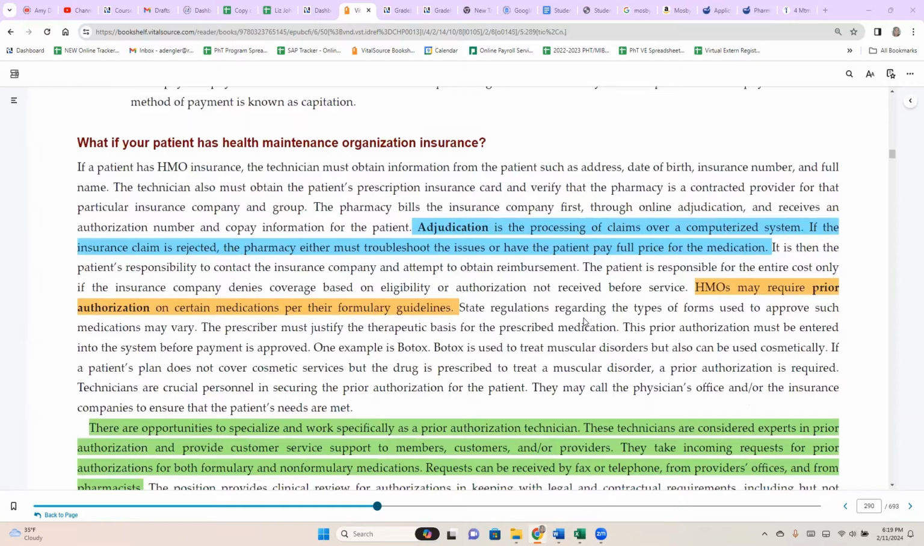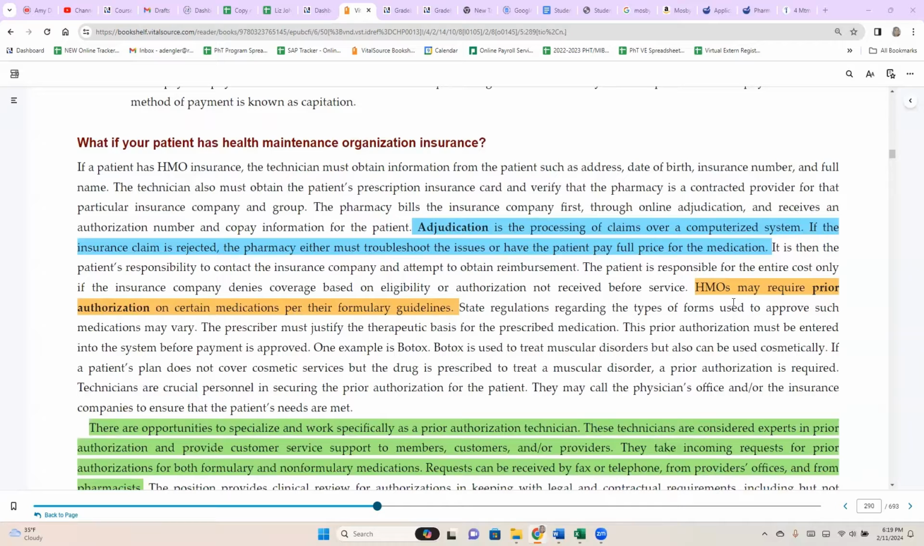Adjudication is the process of processing claims over a computerized system. If the insurance claim is rejected, the pharmacy either must troubleshoot the issues or have the patient pay full price for the medication. It is then the responsibility of the patient to contact the insurance company to obtain reimbursement. HMOs may require prior authorizations for certain medications per their formulary guidelines. State regulations regarding the types of forms used to approve such medications may vary. The prescriber must justify the therapeutic basis for the prescribed medication. This prior authorization must be entered into the system before payment is approved.